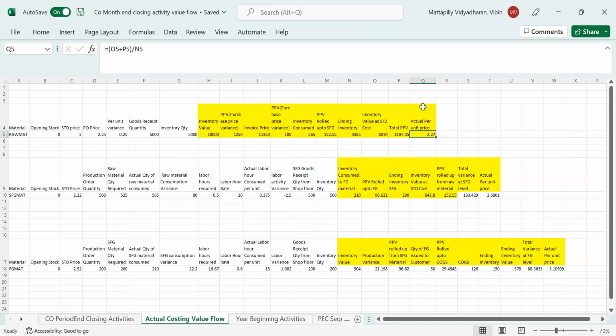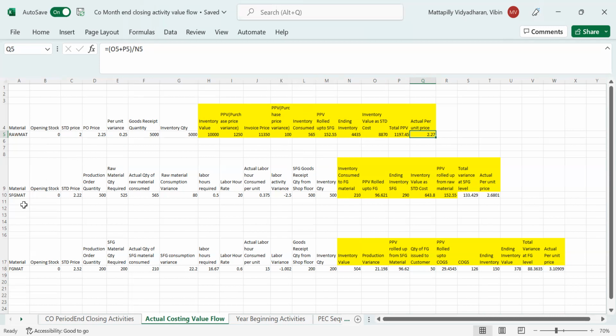Now this is the last actual per unit price, the amount that will get updated in the periodic unit price field. How is it being calculated? That is O5: inventory value plus the total purchase price variance, divided by ending inventory. That is the actual per unit price. Okay, I hope you have understood this part.